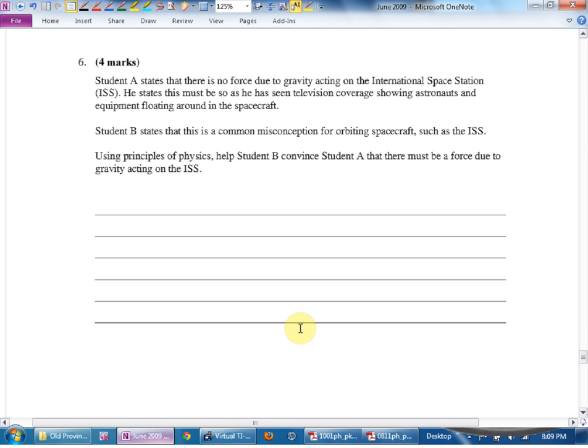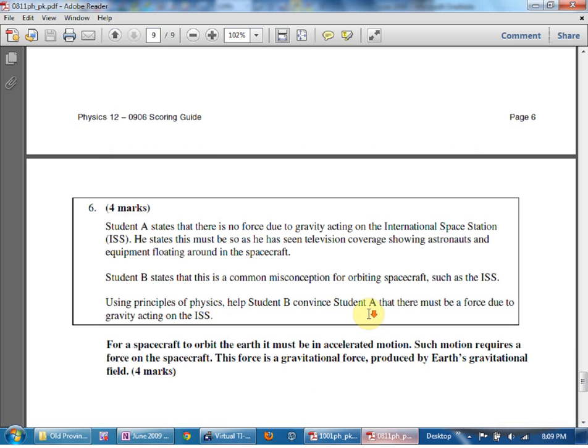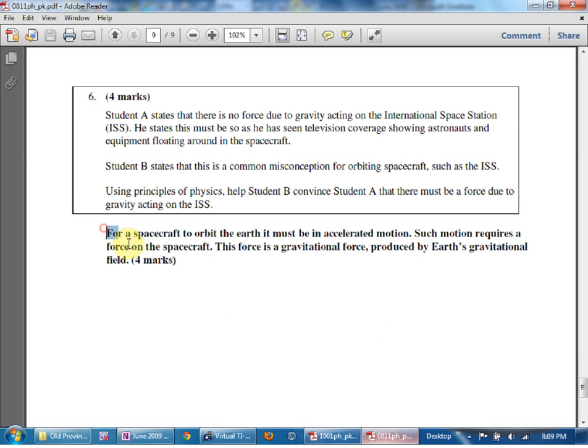For a spacecraft to orbit the Earth, it must be in accelerated motion because it's moving in a circle. If it's moving in a circle, there must be an acceleration on it. What force is moving it in a circle? Gravity. This force is a gravitational force produced by the Earth's gravitational field. You could say it's in free fall. I mean, all sorts of explanations they would take. Pardon me?